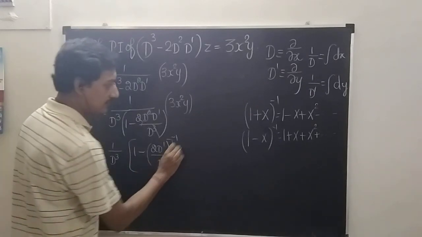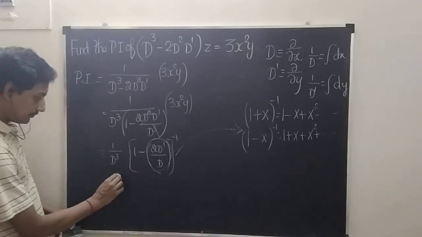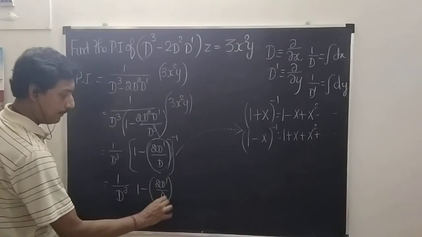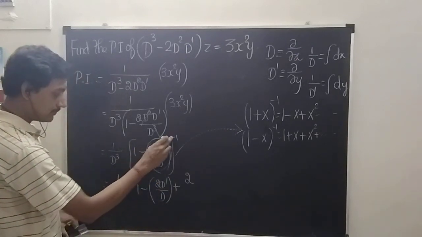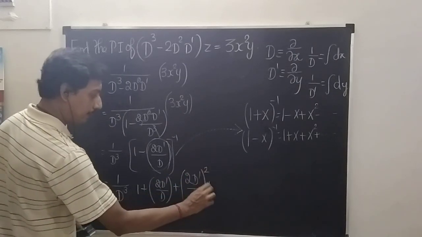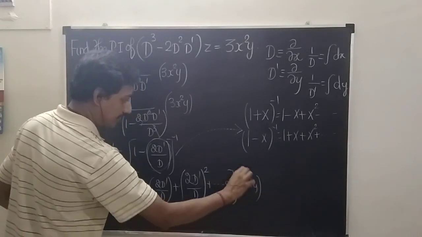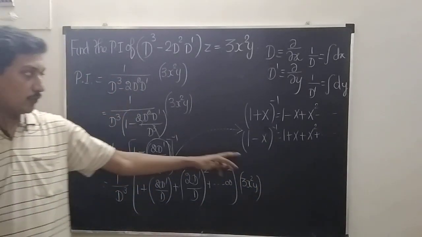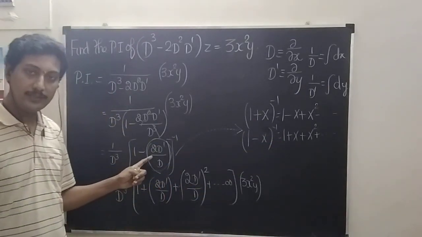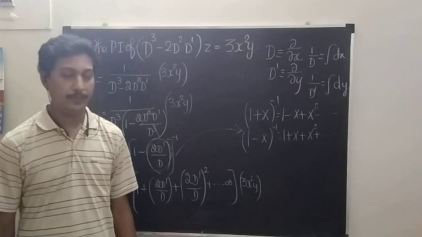Now let us compare this with the second formula. In the place of x, I have 2D dash by D. So 1 by D cube of 1 minus 2D dash by D whole power minus 1, which by the formula is 1 plus 2D dash by D plus 2D dash by D whole squared plus, etc., up to infinity, of 3x squared y. Once again, this looks like the 1 minus x whole power minus 1 model: 1 plus x plus x squared, etc. So x is equal to 2D dash by D, and in the place of x we can replace by 2D dash by D.